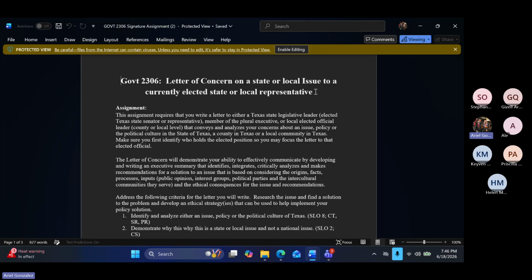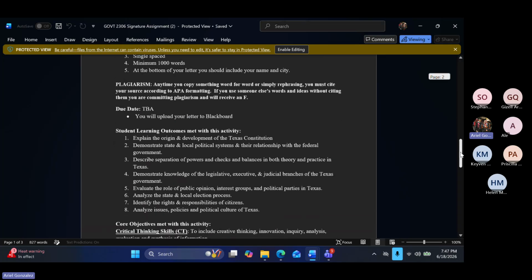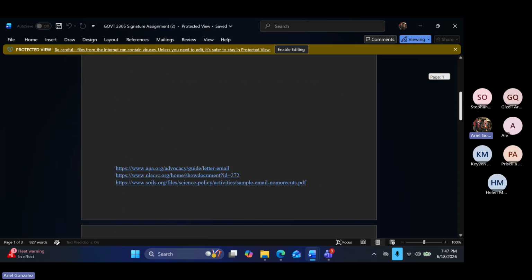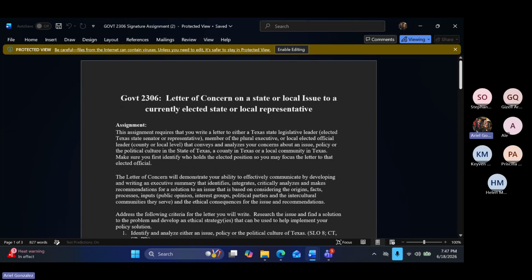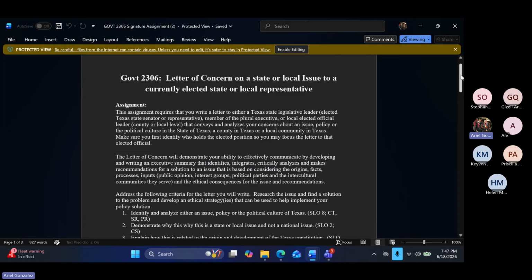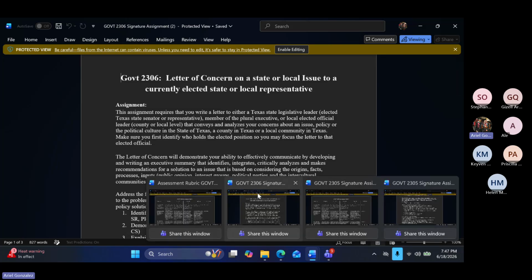That's kind of what we have here. This project is going to allow me to see whether you were able to learn all of these SLOs. Okay. So that's the setup in terms of why we have it. Now let's get into what the actual assignment is. So let me go to federal, and then I'll come back to Texas here.